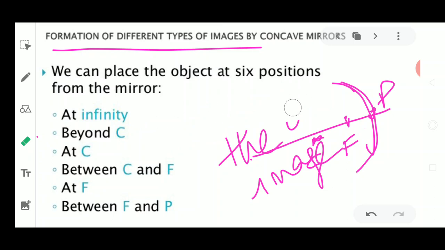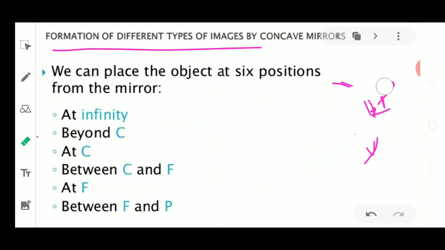Remember, these words are very common and very useful for writing the explanation of the ray diagram. So what is a ray diagram? I think you all have understood. A ray diagram is a diagram used to show the rays of light coming from various objects and how they behave after reflection.